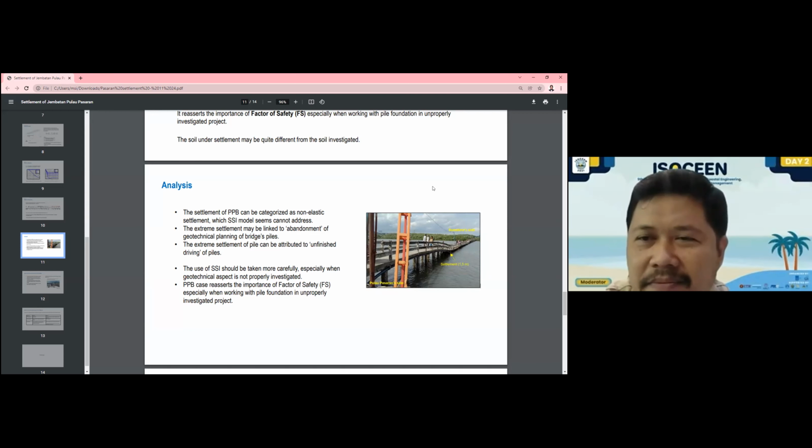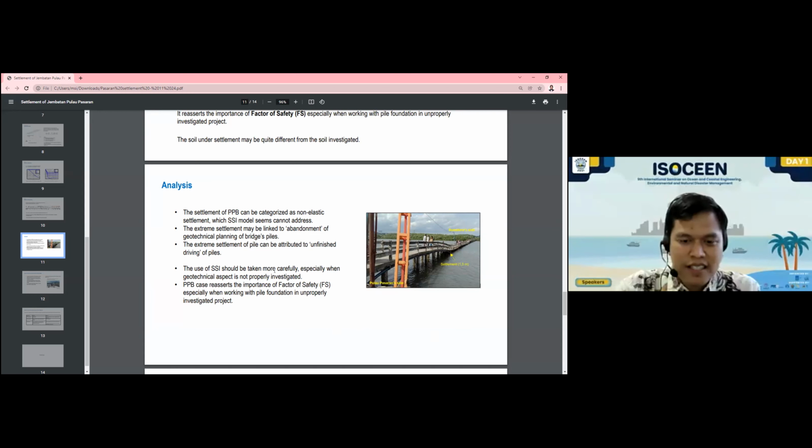The bridge is very dangerous. From the picture we can see that the bridge is very dangerous. The question is, is the bridge still useful until now? Thank you for the question, Professor Musta'in. Okay, I will answer now.